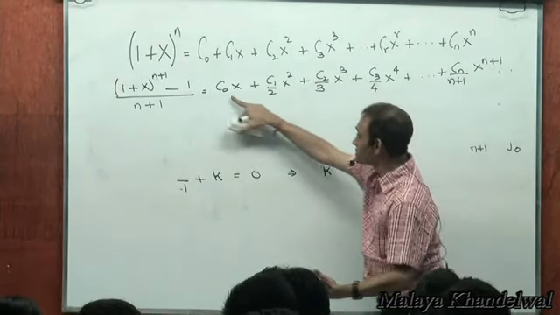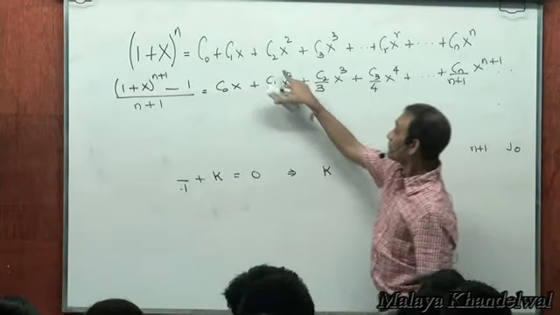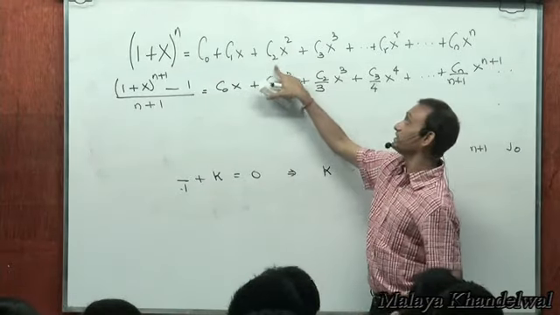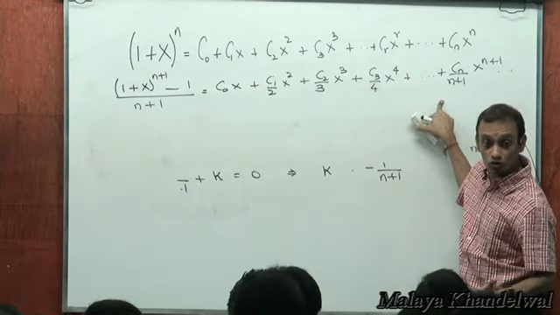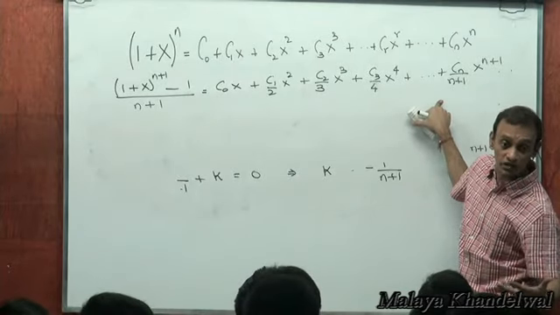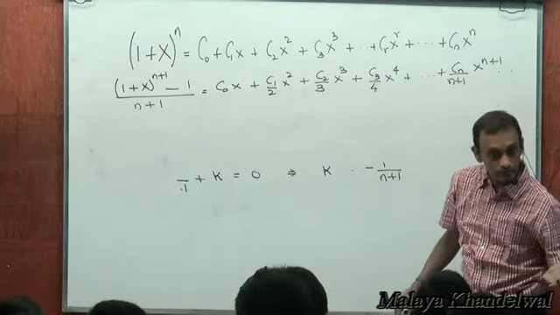I want something like this: c naught plus c1 by 2 plus c2 by 3. How do I get that? When I integrate this, I can get a 2 in the denominator. When I integrate this, I can get a 3 in the denominator. Suppose I wanted something like this with my binomial coefficients, then integration is one thing I could take recourse to, isn't it?